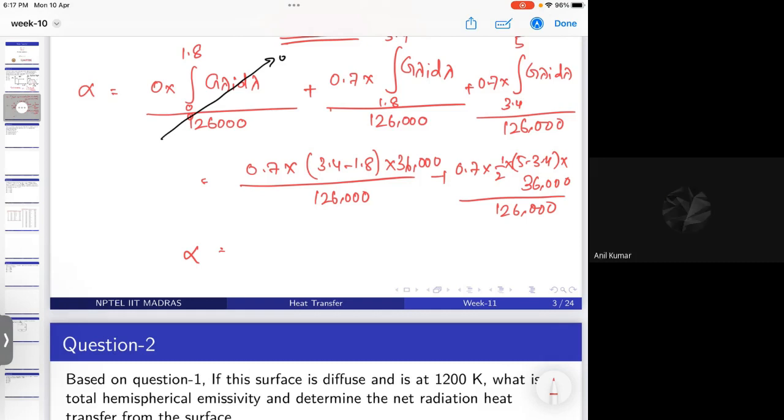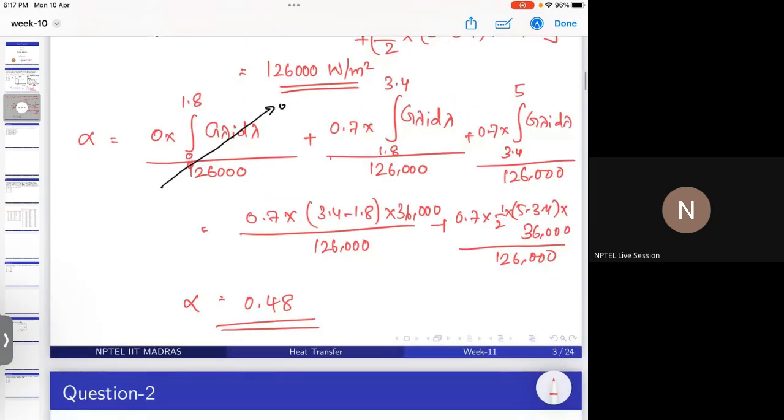Point 48. Yeah, the answer is 0.48. This is the total hemispherical absorptivity of this surface.